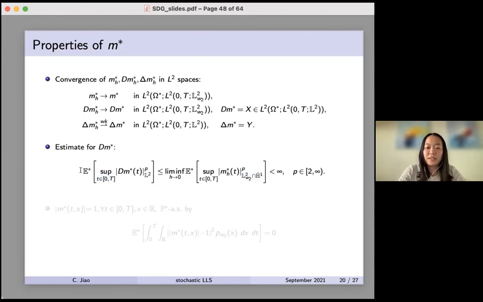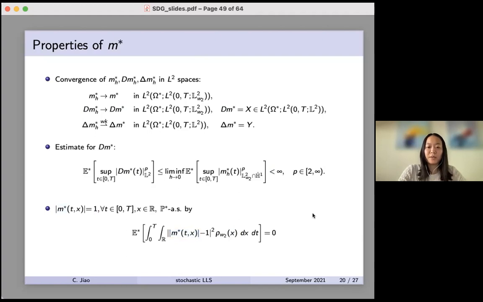If we look at this estimate here and the weak convergence of the Laplacian above, you'll notice that we've already obtained the regularity results, provided that M star is actually the solution to the stochastic LLS. We also note that the limit process M star takes values on the unit sphere almost surely, and this follows from an L2W weighted analog of the convergence argument of the magnitude of M star.